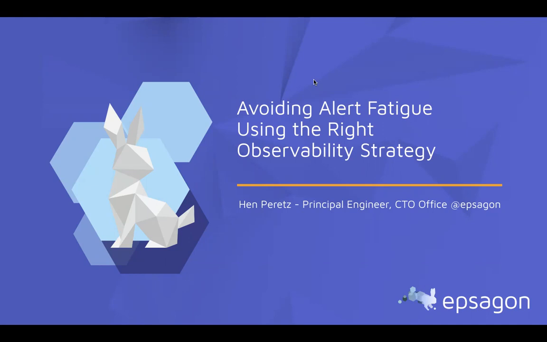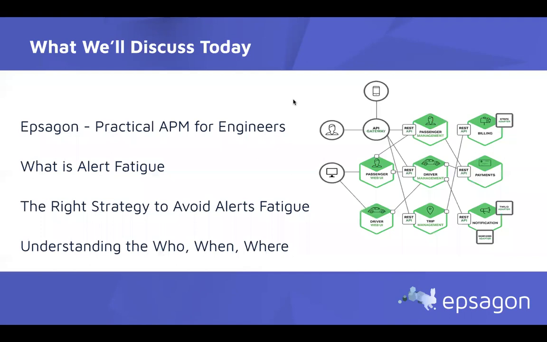I'm going to use all of that experience now to share with you in this lightning talk some of the strategies on how to use the right observability strategy that will allow you to avoid alert fatigue. So what we're going to discuss today is, first of all, a very quick overview of Epsagon as this practical APM tool for engineers.